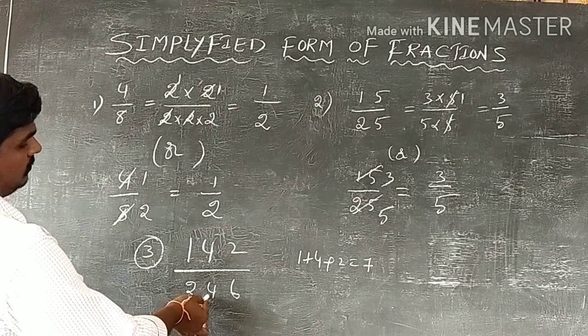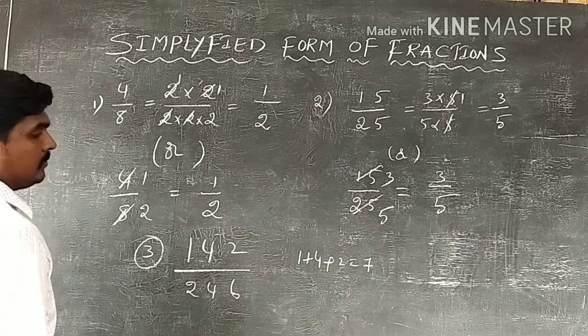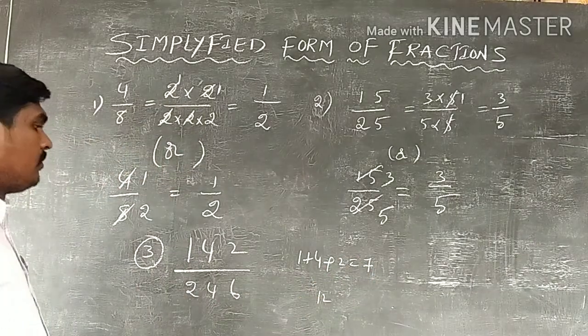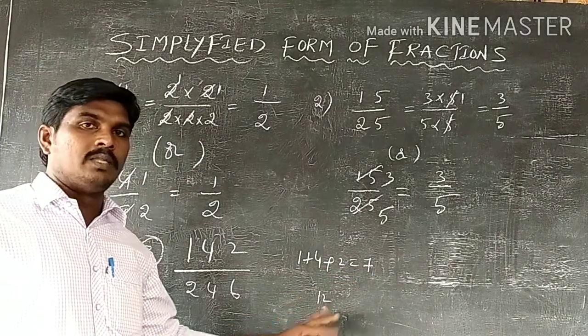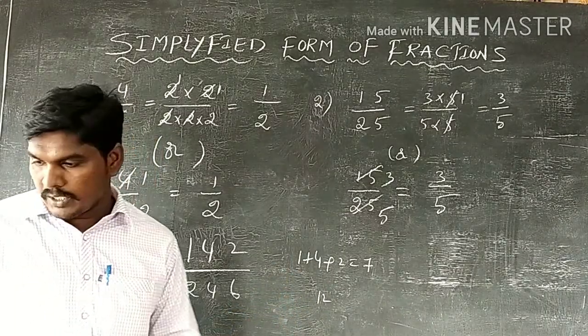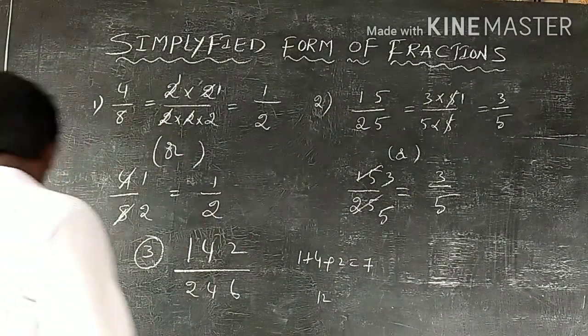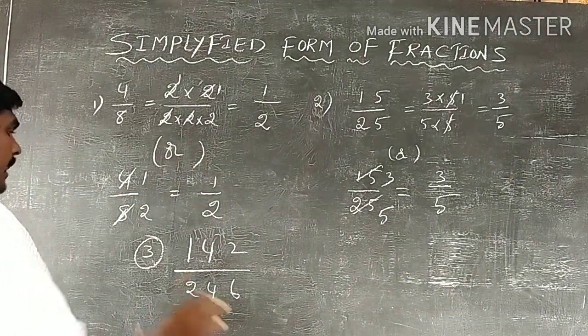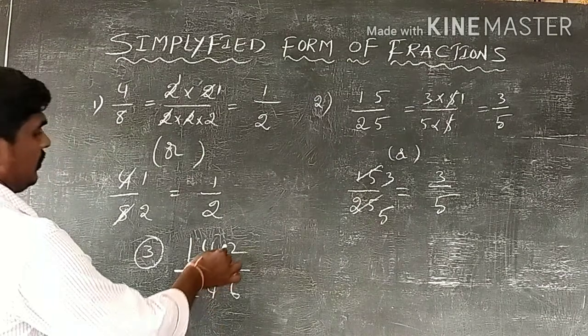2 plus 4, 6. 6 plus 6, 12. So we are getting denominator 12. 7 and 12 have no common factor to cancel. That's why other factors, we cannot take. Now we can take only the 2 table first, same.